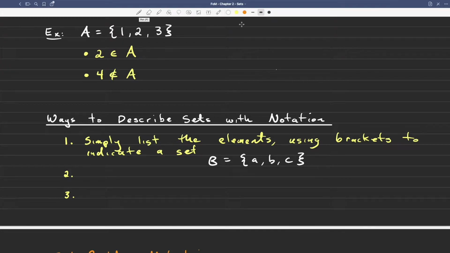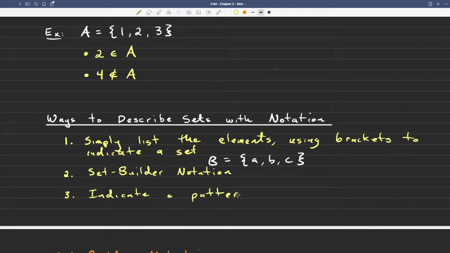And then second, we use something called set builder notation. And I'm going to talk about that more fully on the next page. I bet you've probably seen set builder notation at some point in the past, but we'll definitely review it. And the third thing is to indicate a pattern. This is a nice way if you have a set that is really just sort of a continued pattern, and it may be hard to describe with a mathematical formula, but nevertheless the pattern is more or less clear.